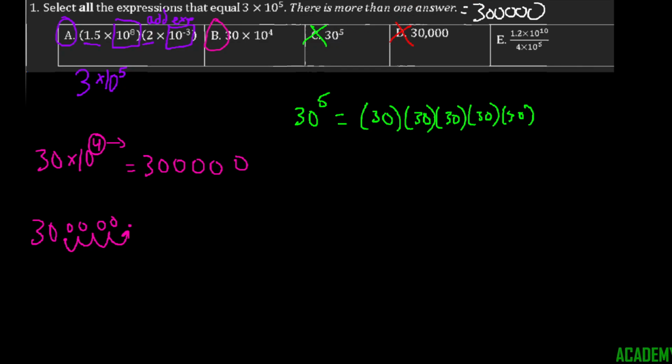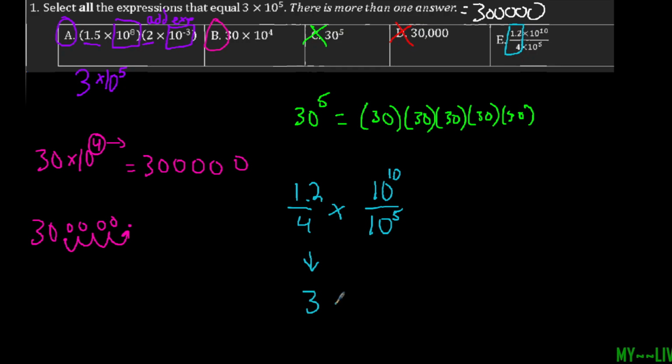And then lastly, for choice E, again, make sure you divide your numbers first. So I have 1.2 divided by 4, and then I have 10 to the 10th power divided by 10 to the 5th power. So this is going to be 3, because 1.2 divided by 4 is 0.3. I'm going to say times, and then I subtract exponents, since I have the same base, and so this is going to be 10 times 10 to the 5th power. So we're going to say that this one is good. So those choices are going to be A, B, and E.